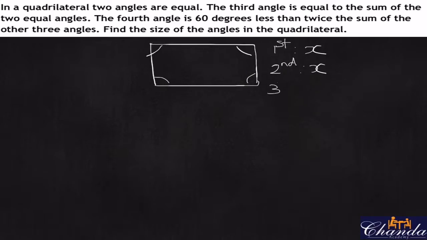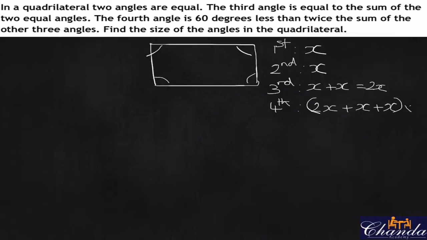Now the third one is equal to the sum of the two equal angles. So that's simply x plus x, which is 2x. And then we have the fourth angle, which is 60 degrees less than twice the sum of the other three angles. So the sum of the other three angles is simply 2x plus x plus x, and then twice that is times by 2, and then you do minus 60, because it's 60 degrees less than twice the sum of the other three angles. So 2x plus x plus x is 4x, times 2 is 8x, minus 60.